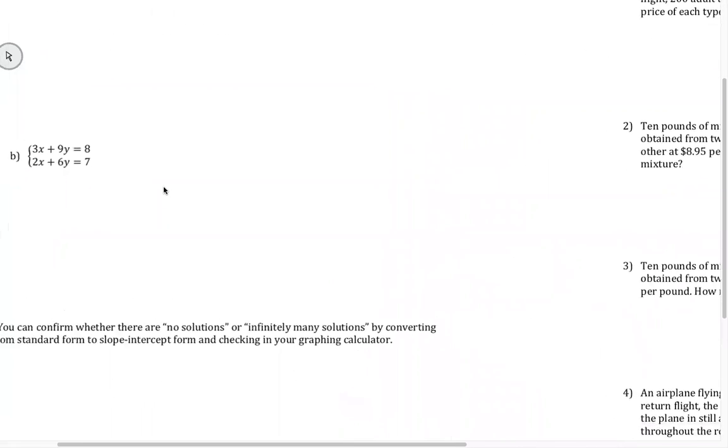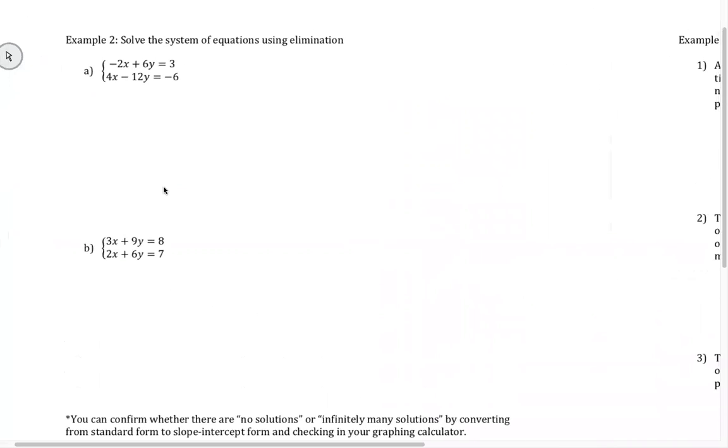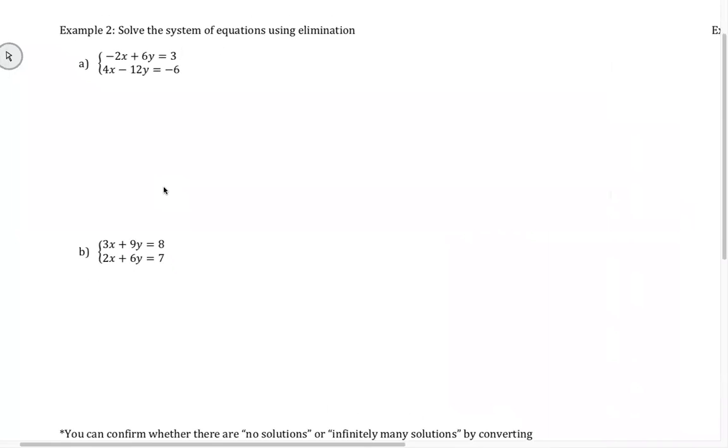All right, we got 2 questions, and then I'm going to give you guys some time to work on your web assignment. Example 2, I want you to work on these 2, A and B, and then I'll give you guys time to work on your web assign, and I'll make sure to get up the other web assign so you can start working on that.